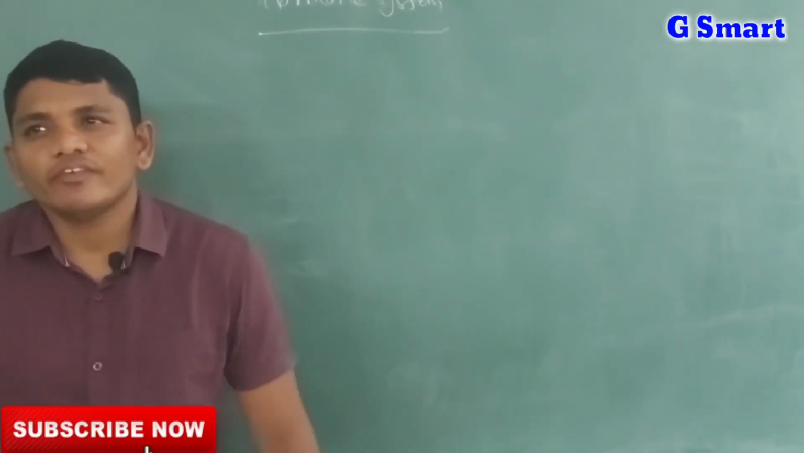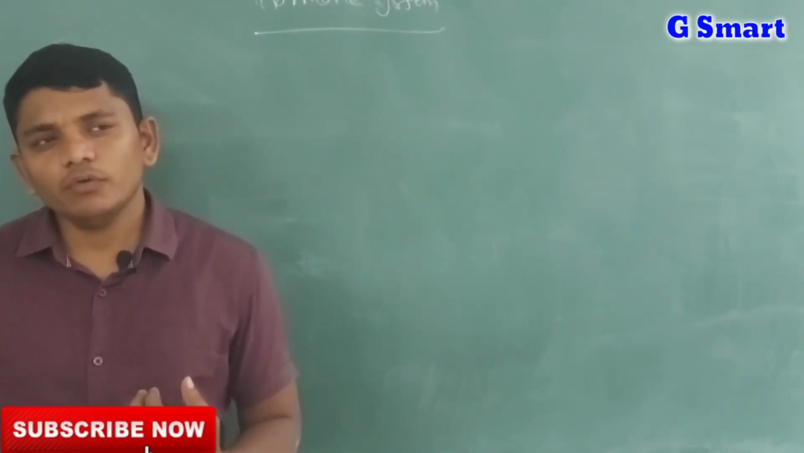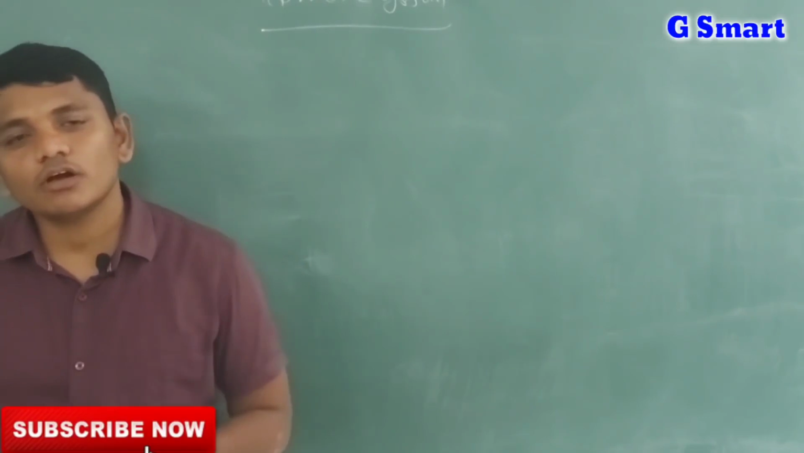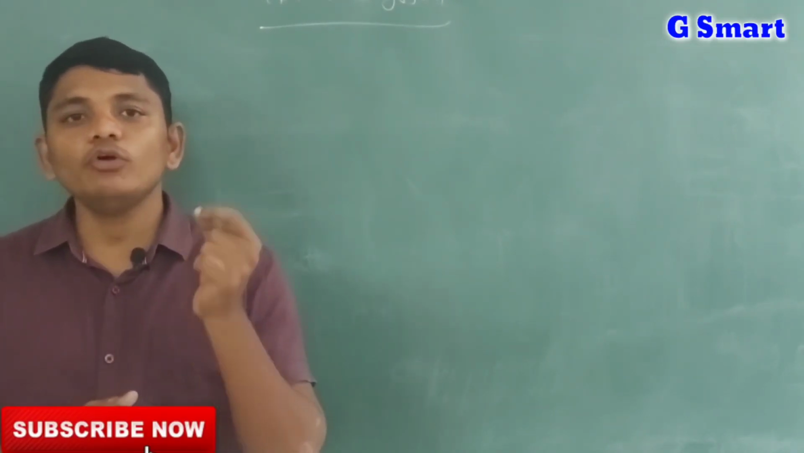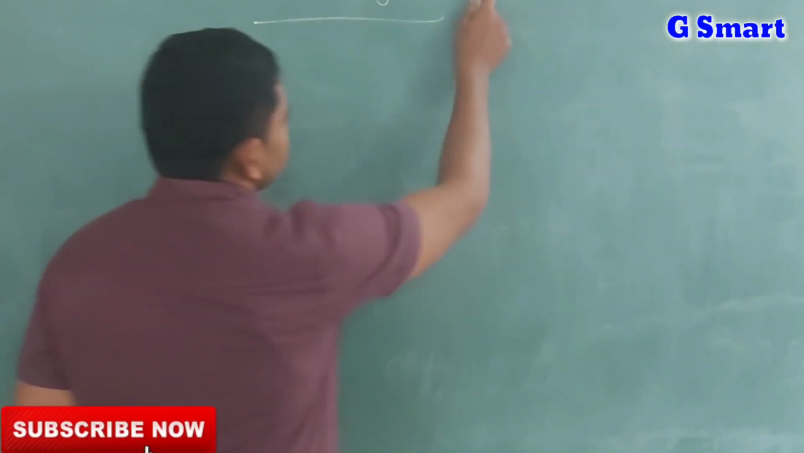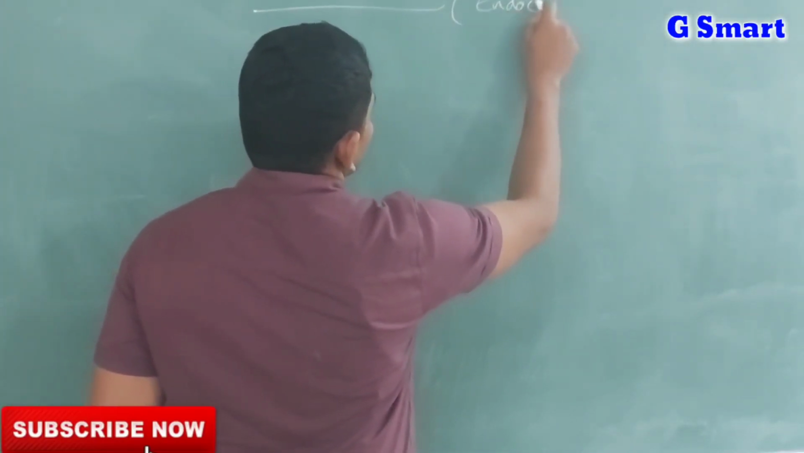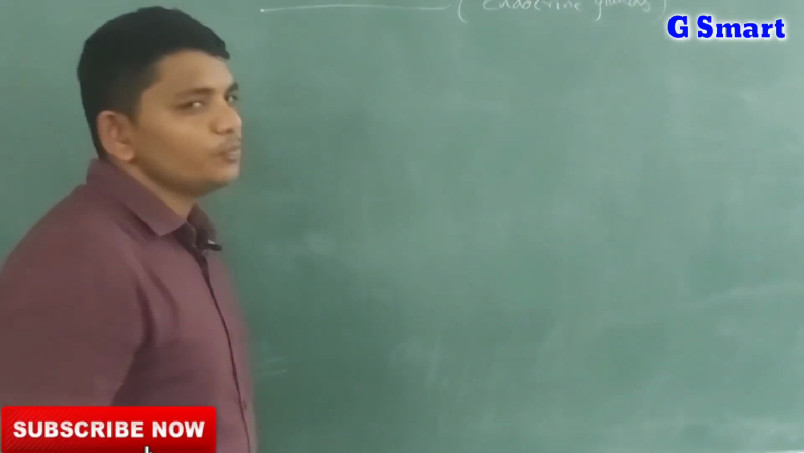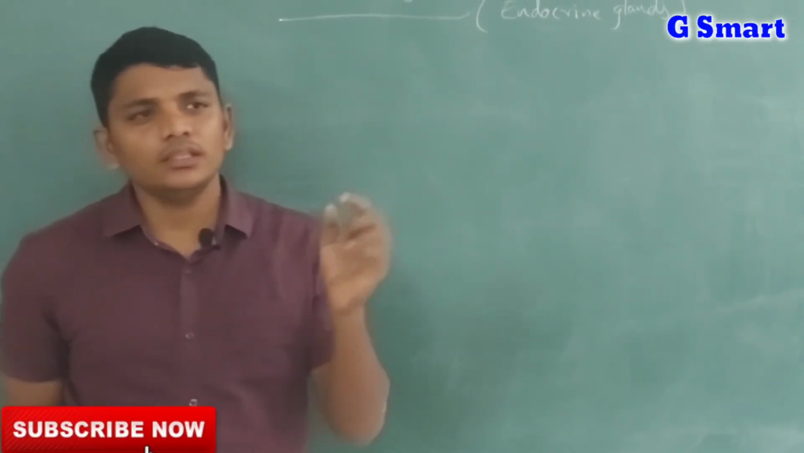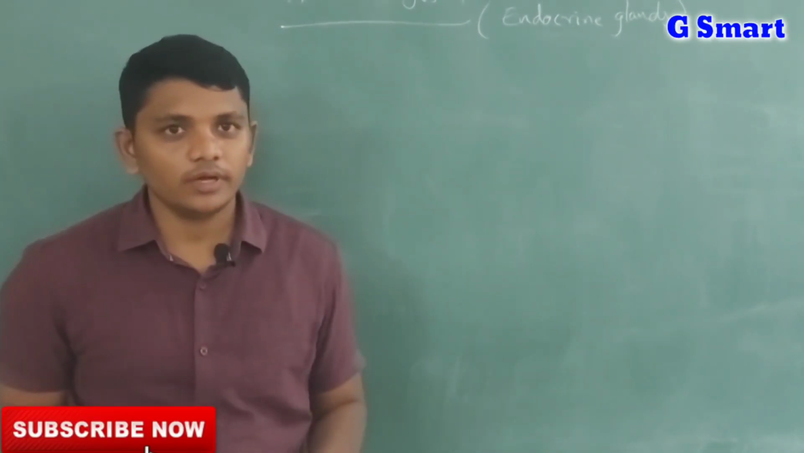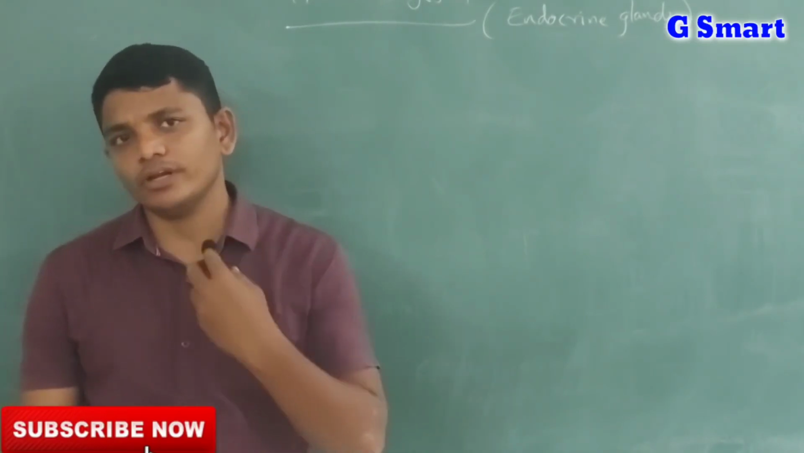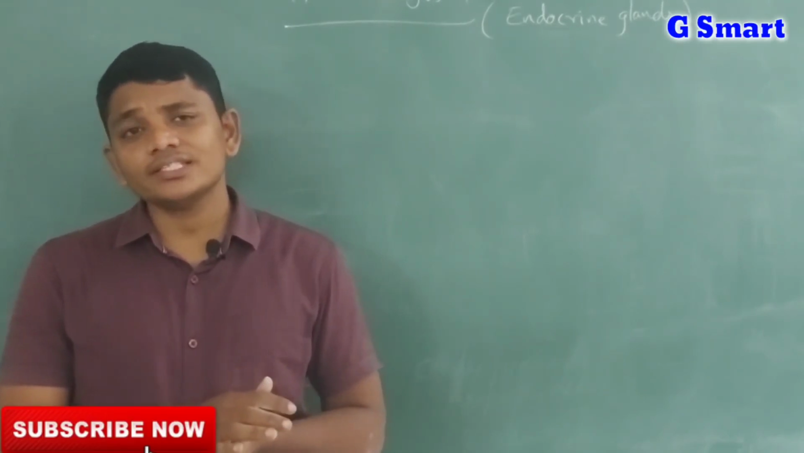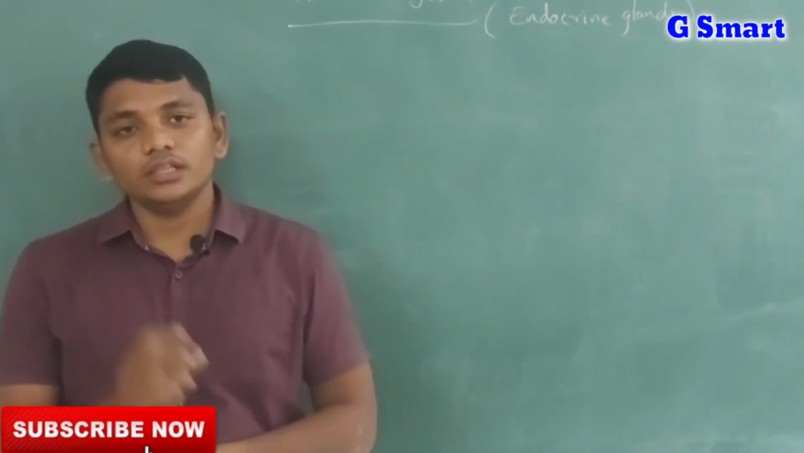Right, let us discuss one by one. In our body, we have seven glands. These glands are called endocrine glands, which means they don't have any ducts. They are directly attached to the body parts. That is why they are called endocrine glands. These endocrine gland secretions are called hormones.